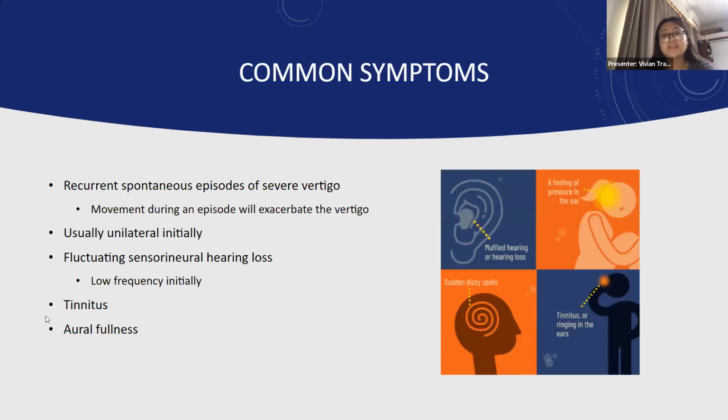So some of the common symptoms of Meniere's include recurring spontaneous episodes of severe vertigo. And when there is movement during the episode, it actually exacerbates the vertigo. Often it's unilateral initially. There is also a fluctuating sensorineural hearing loss, which starts in the low frequencies initially. Some patients would also experience tinnitus as well as aural fullness. Next slide.